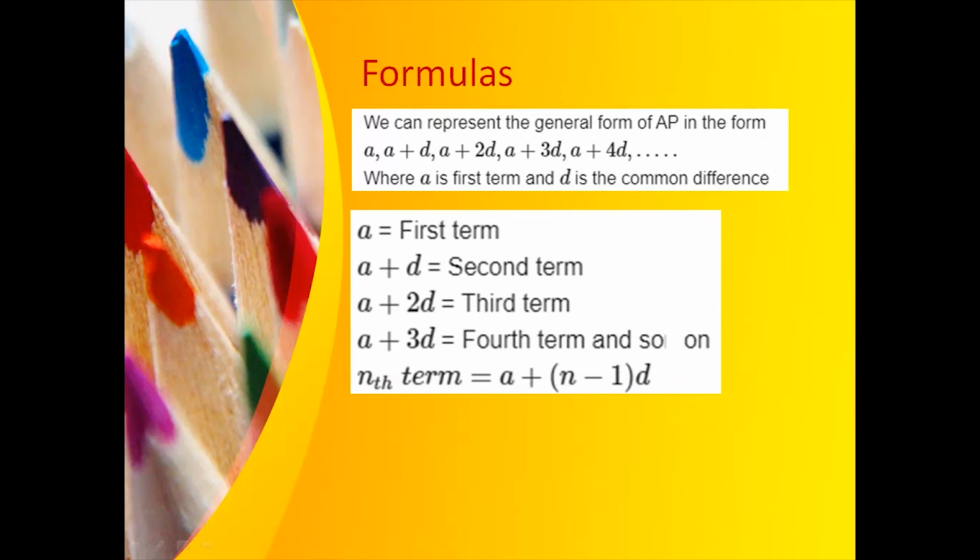Before we start with the questions, let's first have the general form of the AP. The first term is A, the next is A plus D, A plus 2D, third term, fourth term is A plus 3D, and from that we have generalized the nth term, and nth term was A plus n minus 1 into D. Now we have some questions based on nth term.